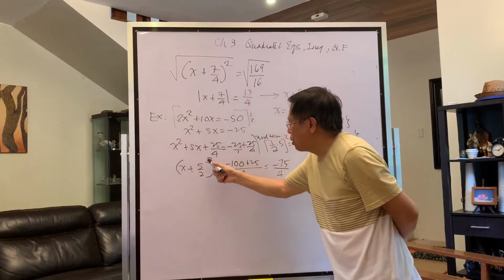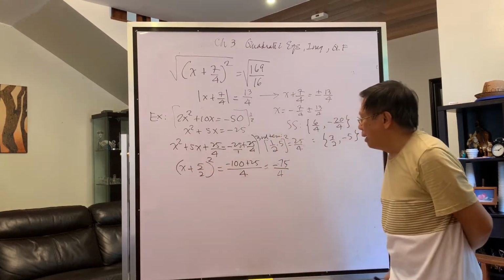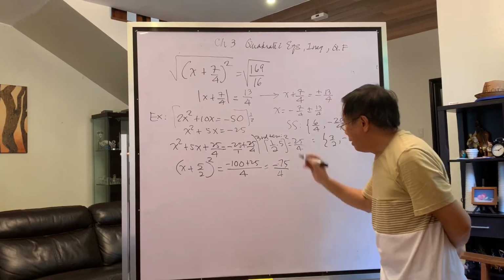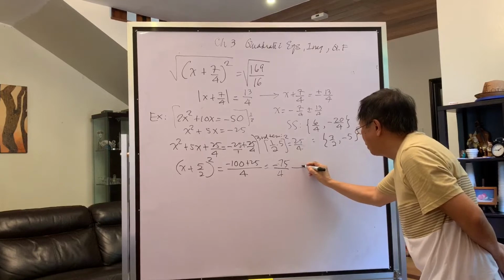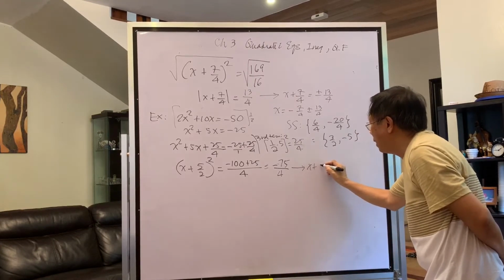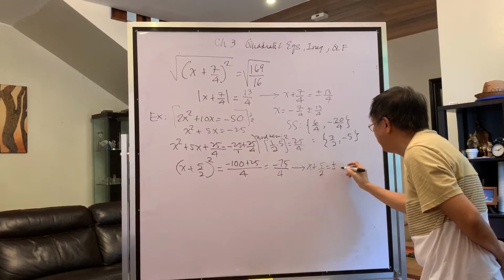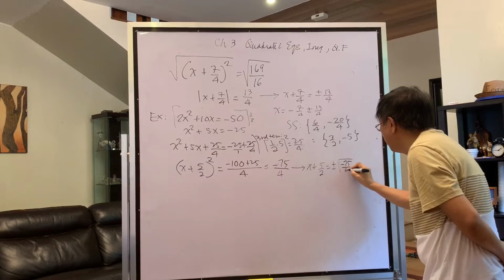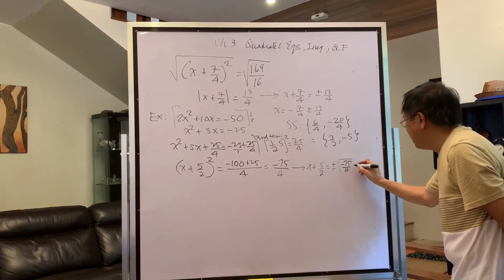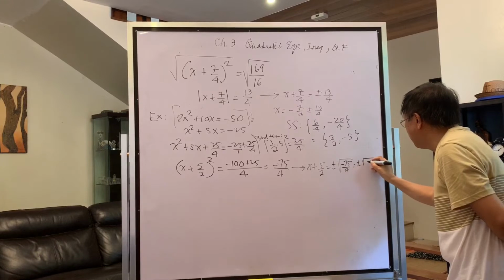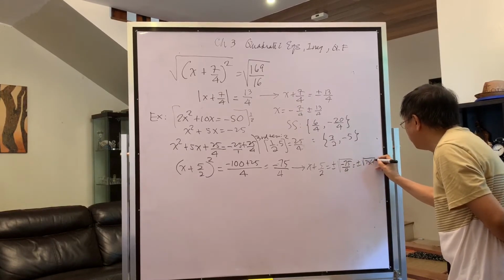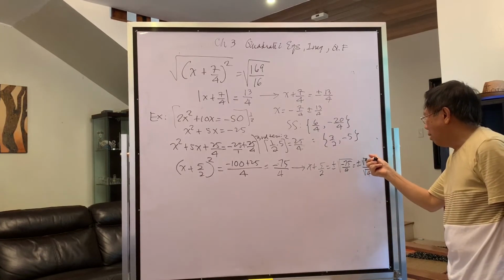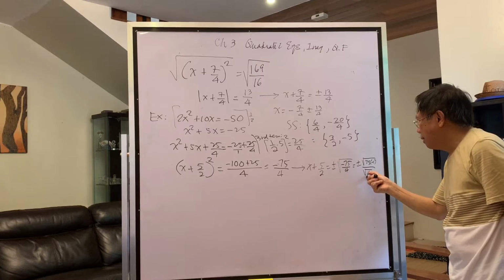Notice that this squared term is equated to a negative number, which means we don't have real square roots for this x plus 5 over 2. Instead, we have an imaginary root. Okay? So, taking the square root will give me x plus 5 over 2 equals plus or minus square root of negative 75 over 4. Now, I can write this as plus or minus square root of 75 times negative 1 all over square root of 4 by our laws of radicals.